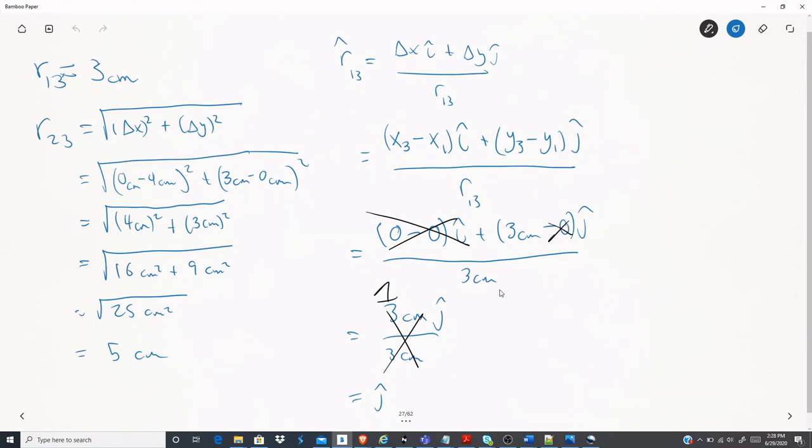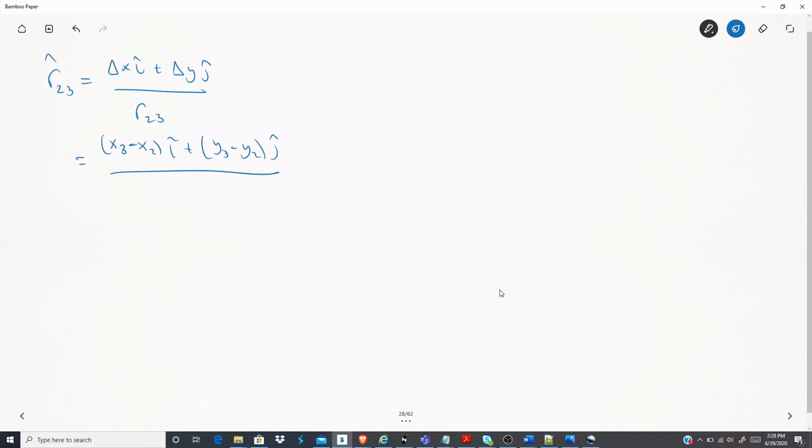Now we need to get R23 hat. This is once again going to be delta x i hat plus delta y j hat, all divided by R23. This will be x3 minus x2 i hat plus y3 minus y2 j hat, all divided by R23.